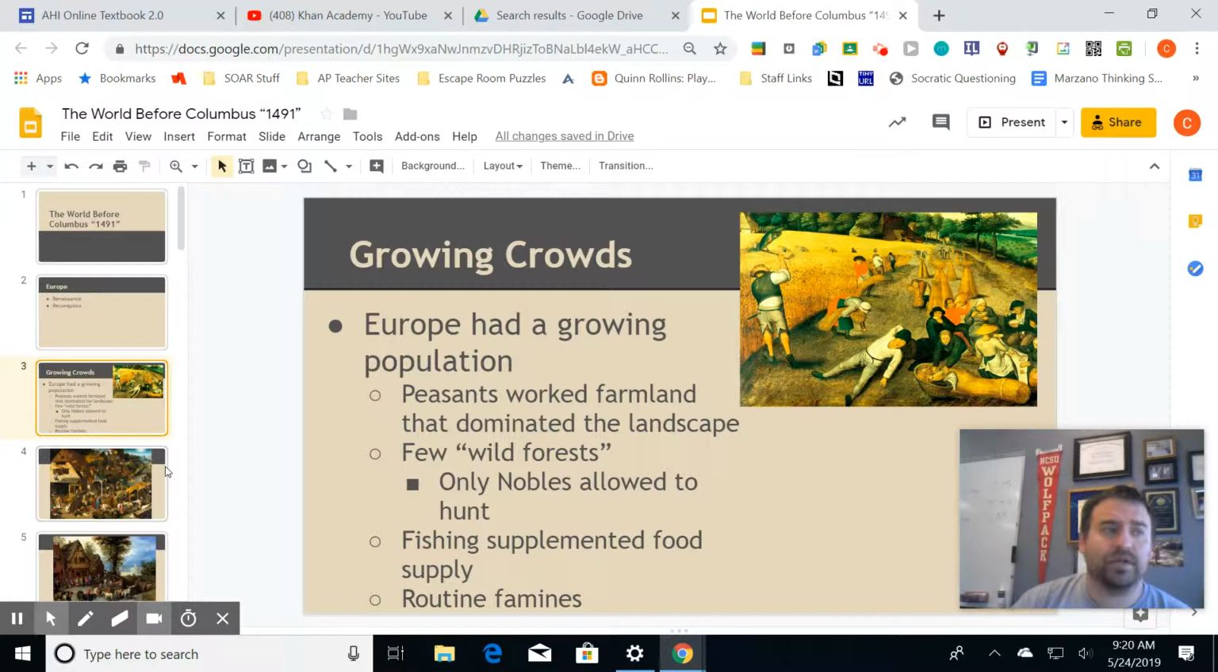So fishing is going to benefit especially the poor classes. The problem with that is so many people now are eating all the fish. The fish are now running low as well. So they're going to suffer from routine famines. One of the things I want to do is get you into that frame of reference. What did medieval Europe look like?